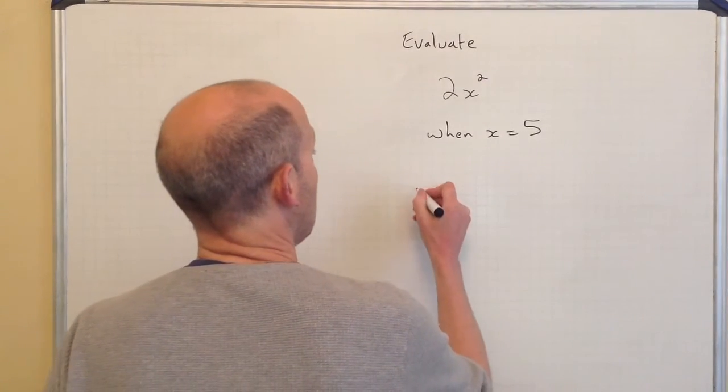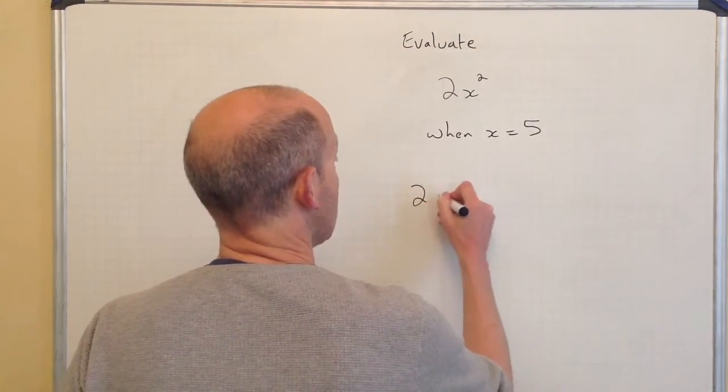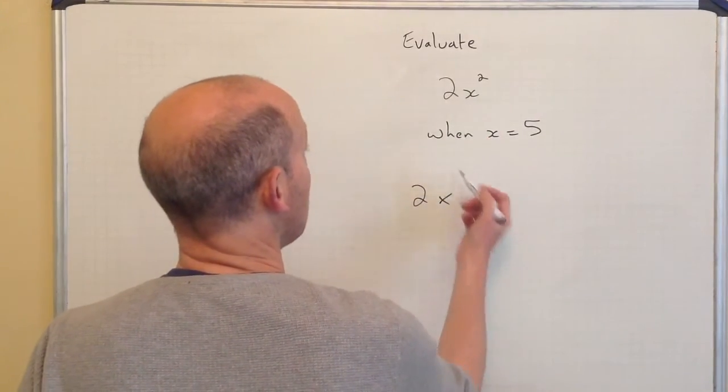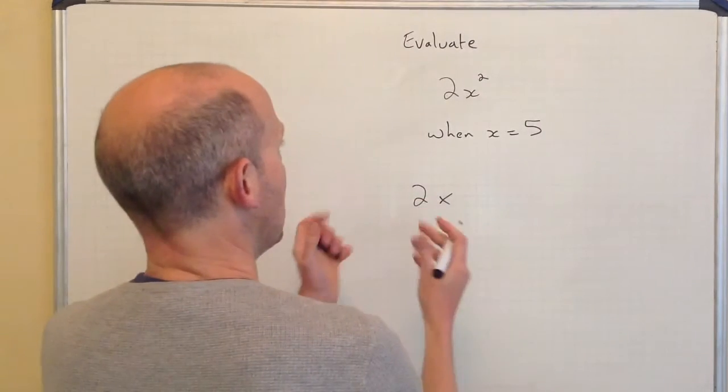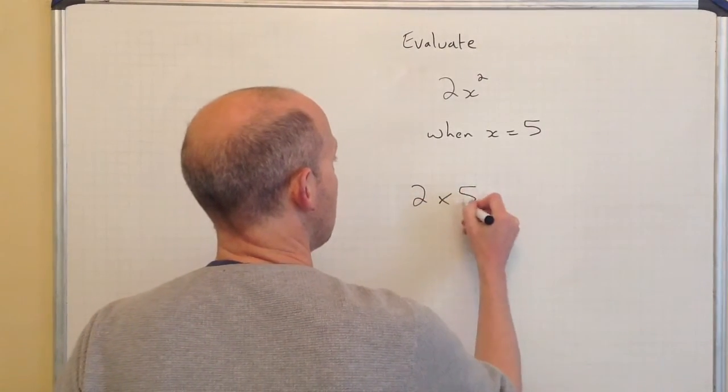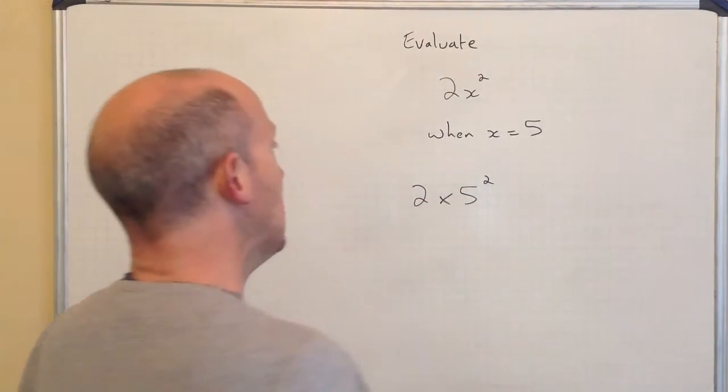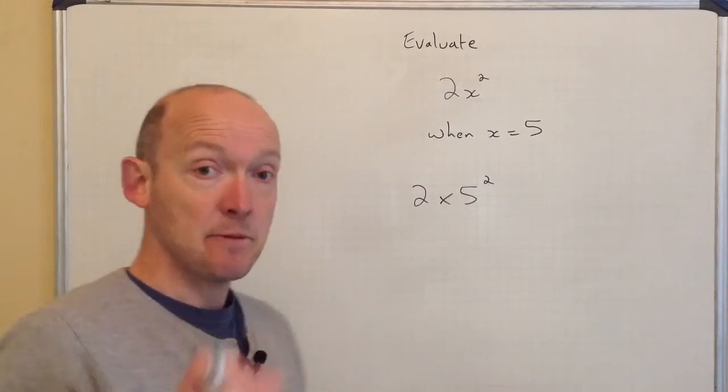Right, here we go. What's it saying then? It's saying if you knew that x was 5, what would 2x squared mean? That's what the evaluate means. Work out what that comes to. So 2 times 5 squared. Okay, here's where people could go wrong.